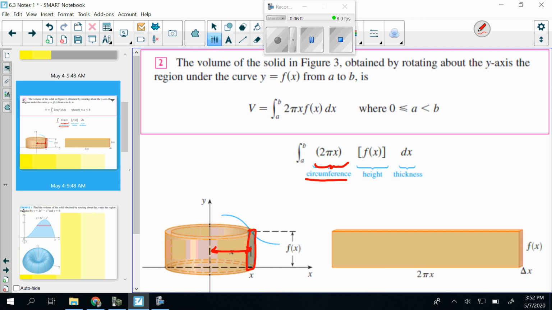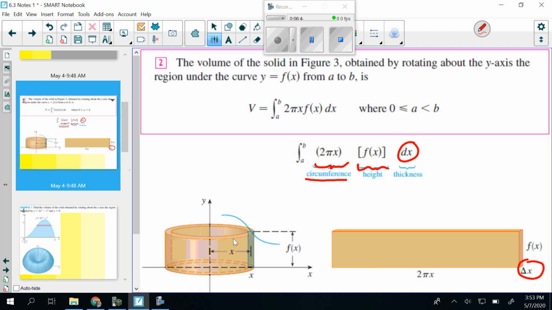Okay. Our height, same thing here. Like if we have a point here, we talked about this distance would be x. Our height would be y, or another way of writing y in function notation would be f of x. And so our height is our function height to that point. And then the thickness of this is our change in x, which is here, dx.